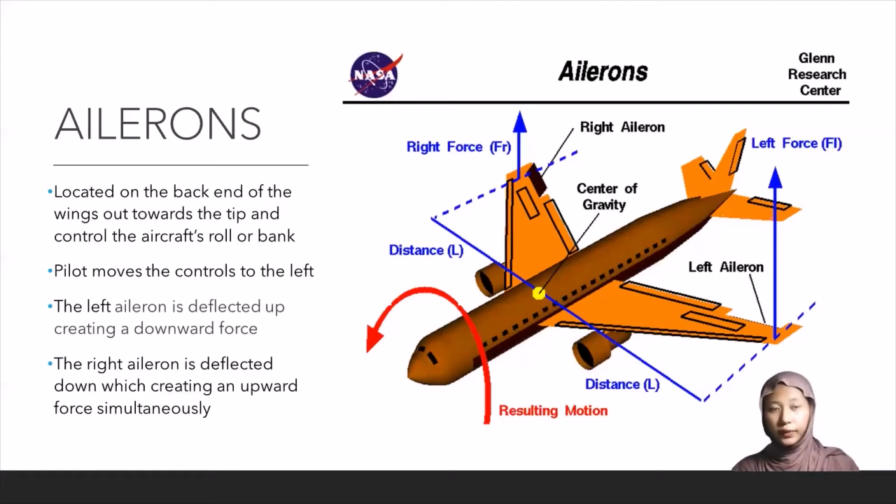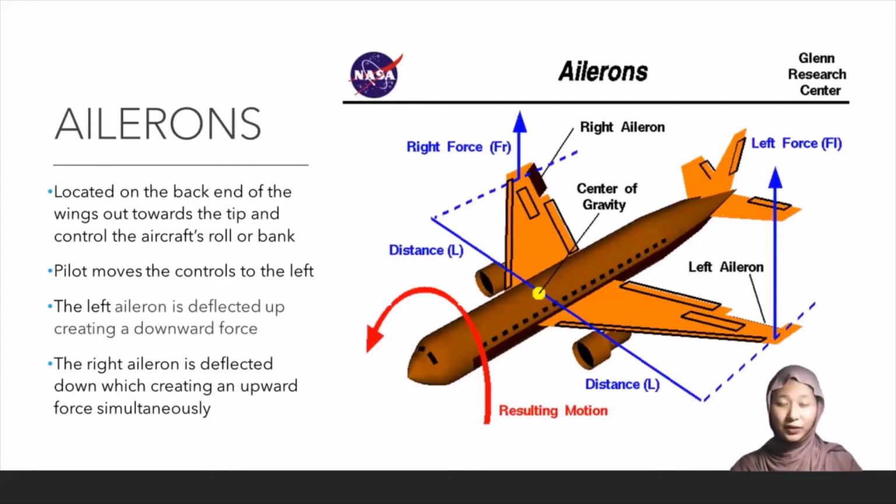So the first primary flight control is the ailerons. The aileron is located on the back end of the wings, up towards the tip, as you can see on the image shown. The function of ailerons is to control the aircraft's roll or bank. As you can see on the image, on the right aileron it has the right force, and on the left aileron it has the left force.